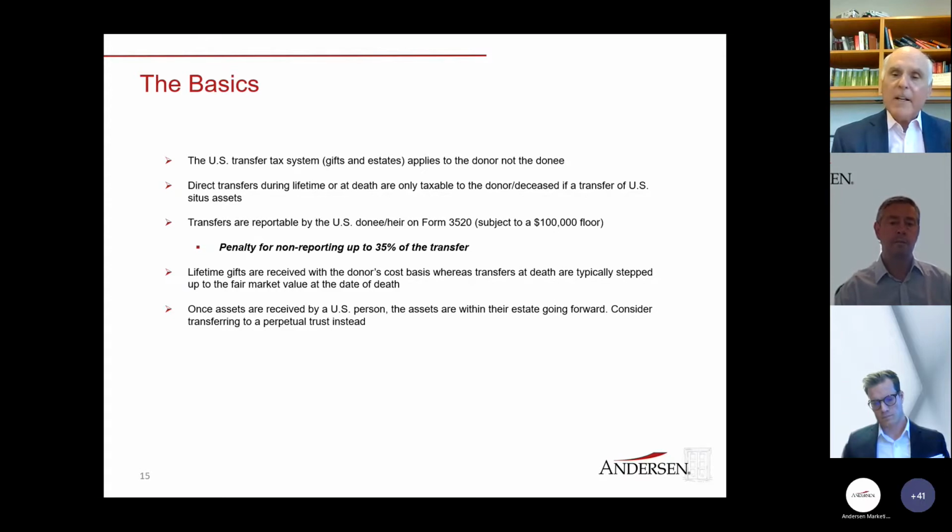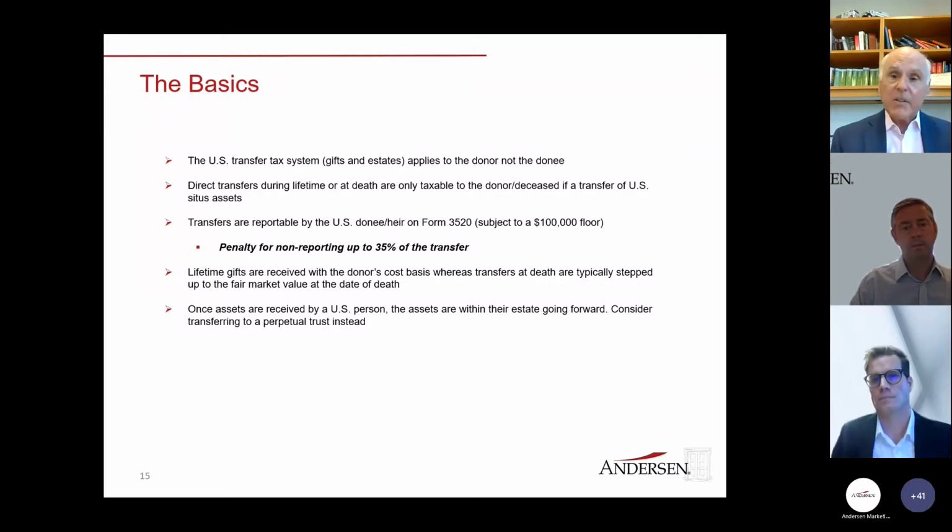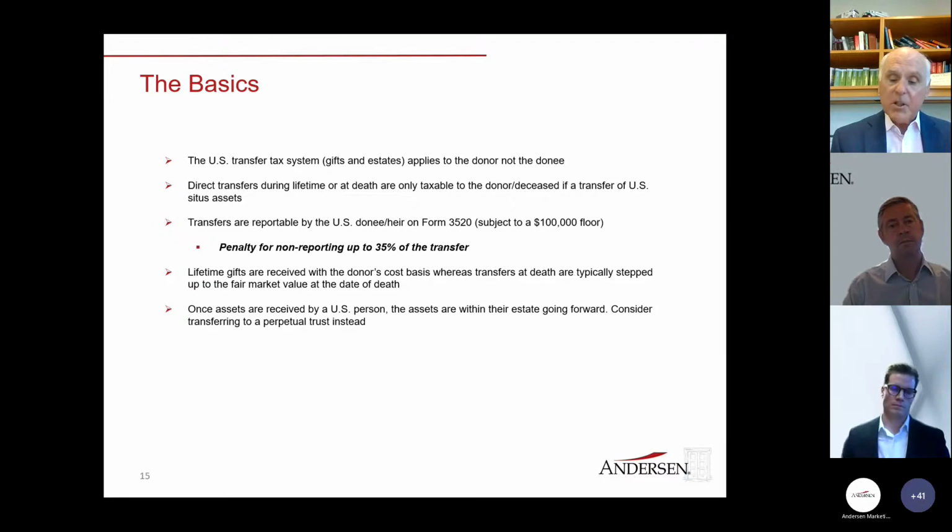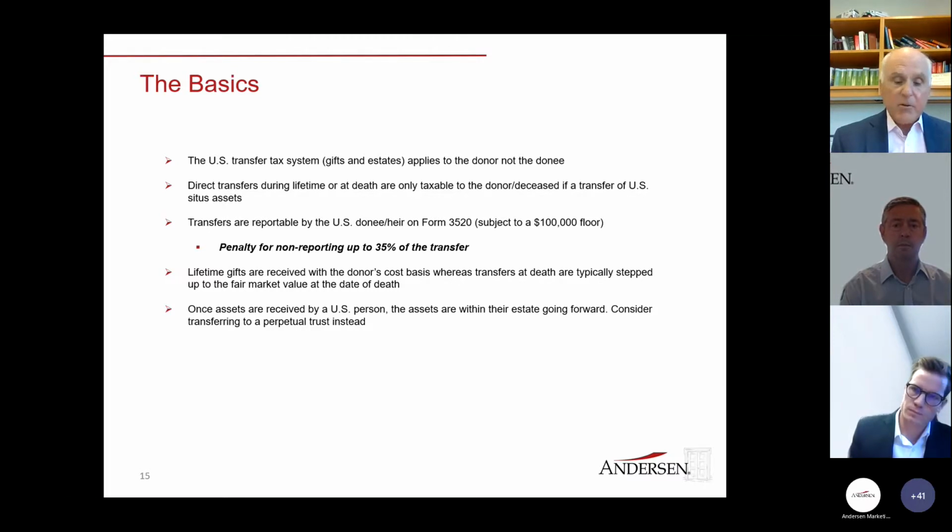But if we're talking about non-U.S. situs property, for example, if you make a gift of cash outside the U.S. to a U.S. beneficiary, then it's not taxed at all. So there's many wealthy South Americans, Middle Easterners, Africans, Europeans that are living in the U.S. strictly based on gifts of cash from their parents who are not U.S. people. But there are reporting requirements.